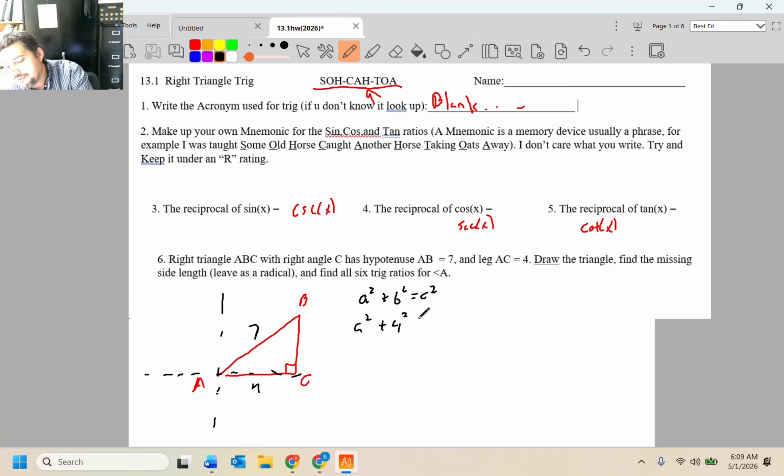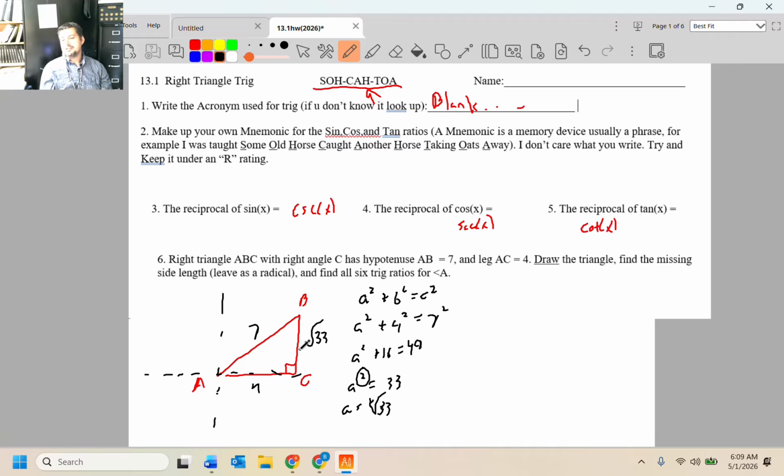So A squared plus 4 squared is 7 squared. 4 squared is 16, 7 squared is 49. If we take 16 away from 49, we get 33. The opposite of a square is a square root, and we're only worried about the positive because this is a length. So root 33 is the missing side length.